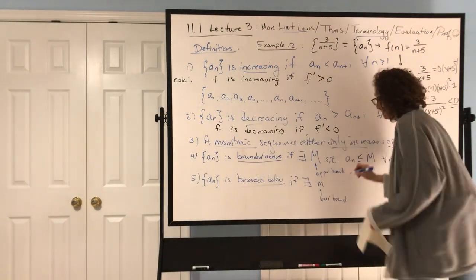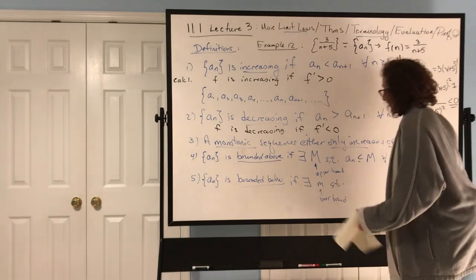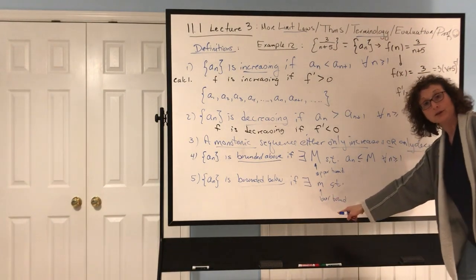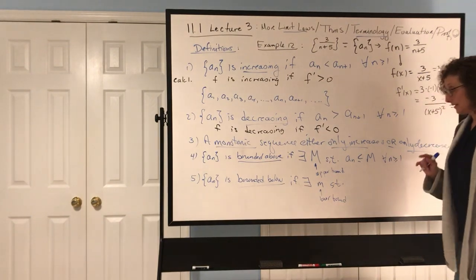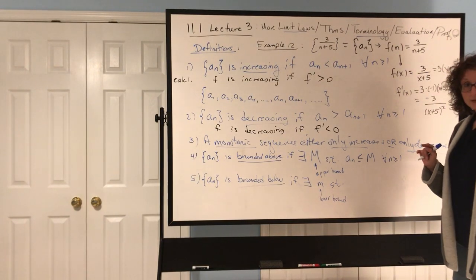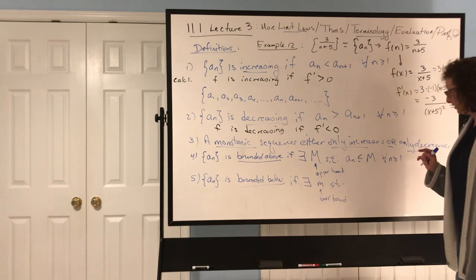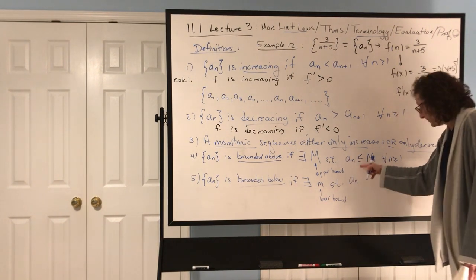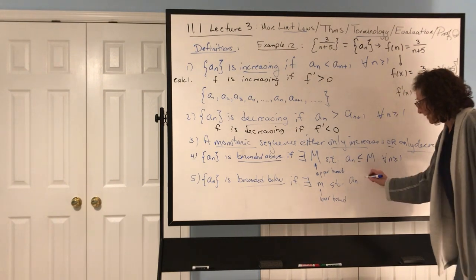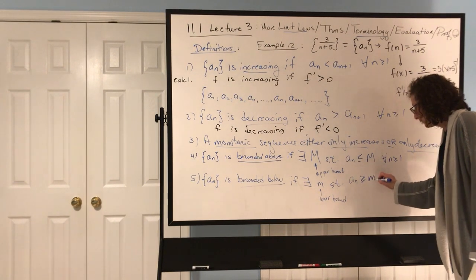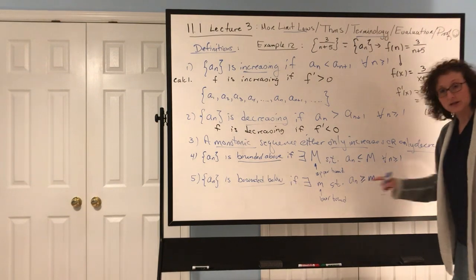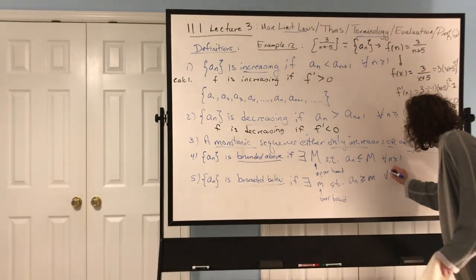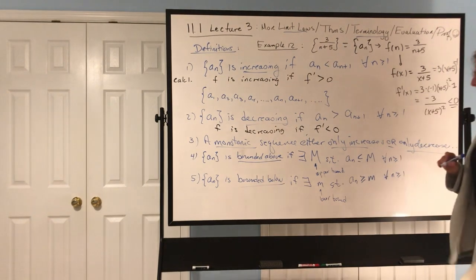Such that what is true, right? Well, if this guy's a lower bound, then it's smaller than every number in the sequence, right? Smaller than every number in the sequence. So what would we write? If we keep this same notation, a sub n is greater than or equal to little m, or little m is less than or equal to each a sub n, for all n greater than or equal to 1, right?